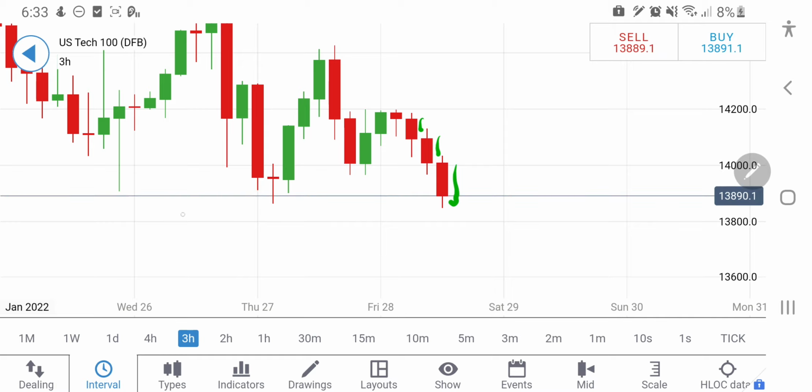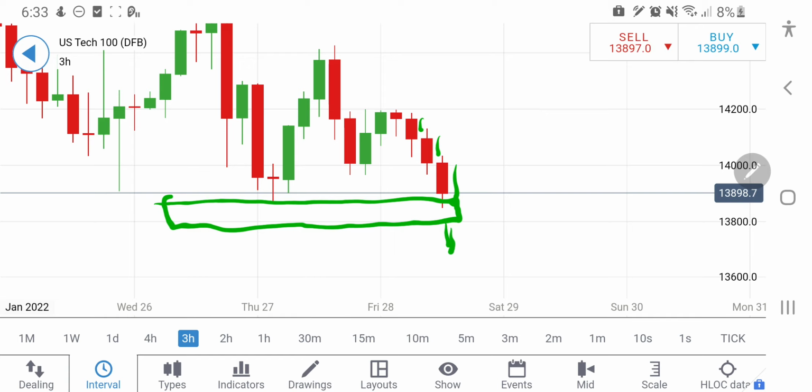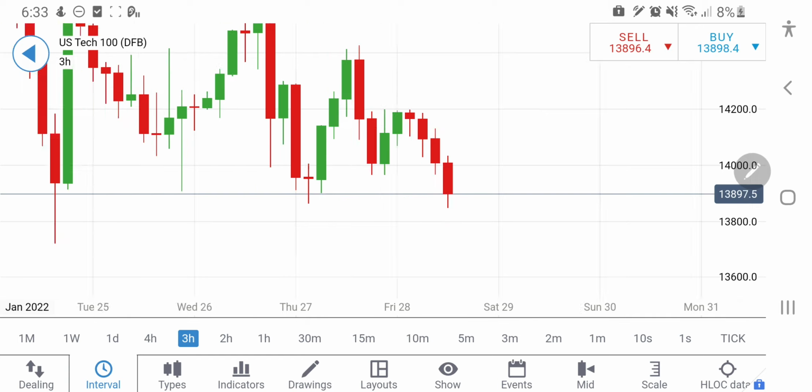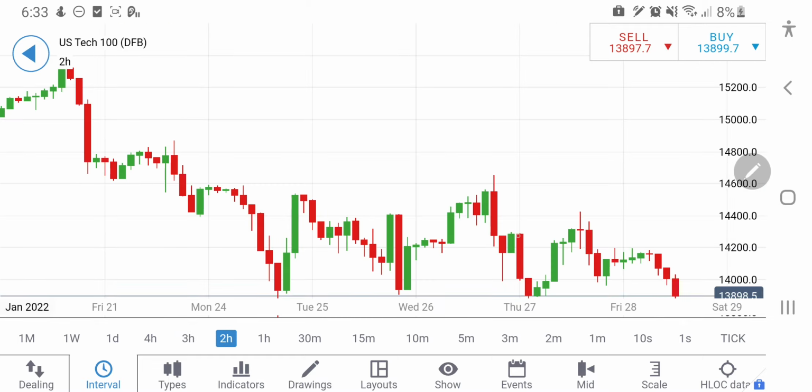But yes, there is support available here at around 13850 and the 13800 zone. If it breaks this zone, definitely it will try to hit 13750 and 13700. The next support level will come into the picture at around 13740 and 13700 levels. Below that it will fall again sharply. So it is possible that it can try to retrace back.